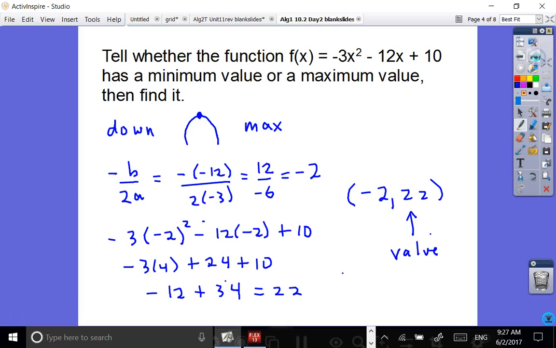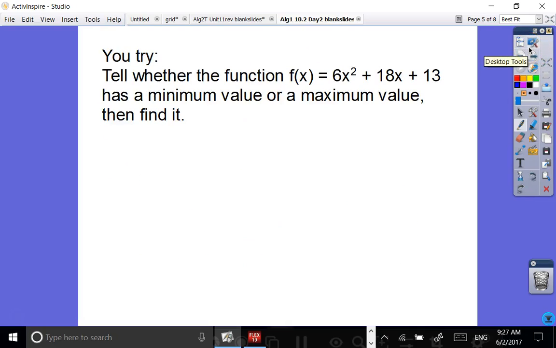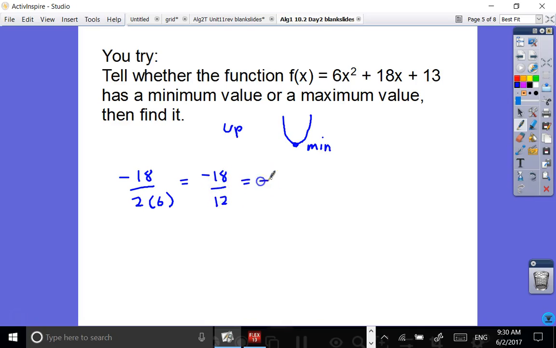Okay, so try to do the same thing with that one. Tell whether it's a maximum or a minimum, and then let's go through the negative b over 2a process. Did it open up or down? Because that's a positive 6, it opens up. Does that mean it has a maximum or a minimum? Minimum. So now we've got to find it. Negative 18 over 2 times 6 equals negative 18 over 12, which is negative 1.5.